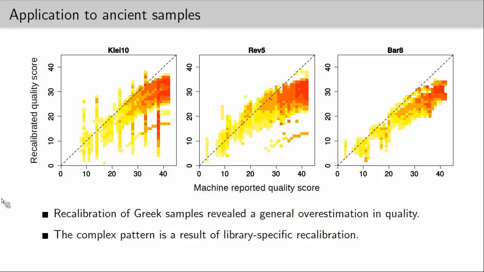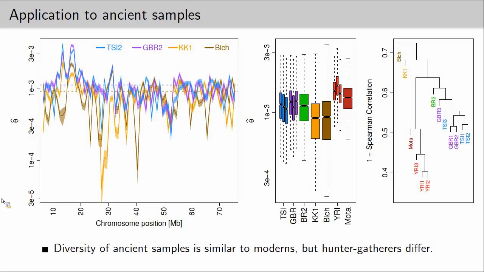You also see that the pattern is quite complex. It's not like kind of just a weird line. That's also because there's lots of different libraries sequenced on many different lanes and even different machines. And of course, for each library and each lane, we had to recalibrate on their own, okay? So you cannot just recalibrate putting all the data together, but we recalibrated for each library and on each run independently. That's why you get these complicated pictures. But anyway, we see a difference in the quality scores. And if we then use these recalibrated quality scores and now infer genetic diversity for our samples, things suddenly start to make a lot of sense, okay?